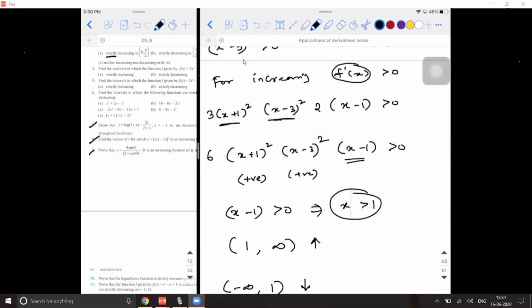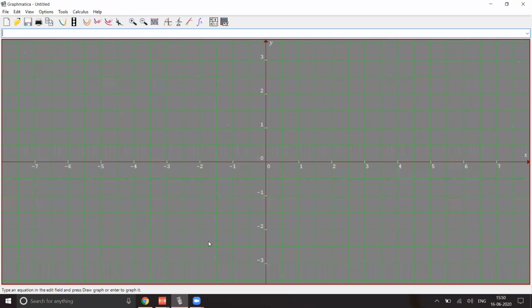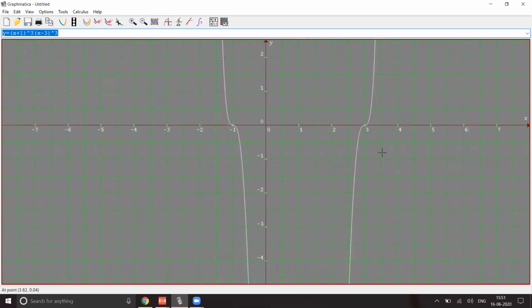Okay, if you want, I will show you one thing. See, what is the function? Can you read it? X plus 1 the whole cube into x minus 1 the whole cube, and x minus 3 the whole cube. So this is y. So this is how the function is.